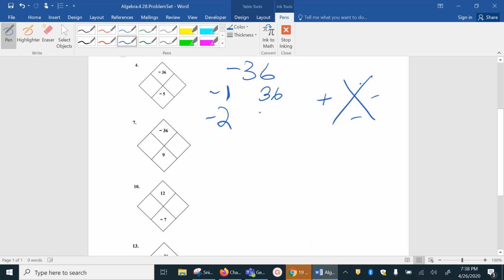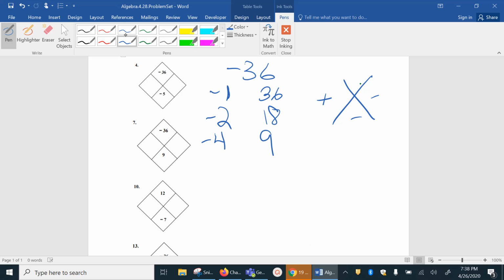-2, -18, -4, +9. Oh, yeah, I made a mistake. So negatives is something we have to think about, right? And I chose arbitrarily, and I'll show you why.